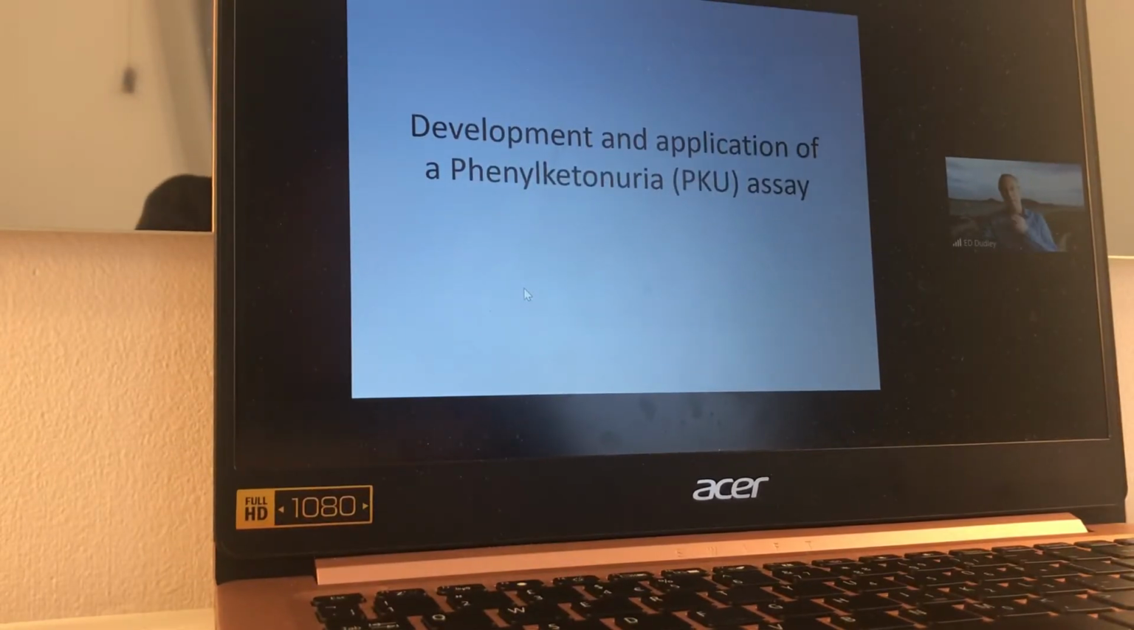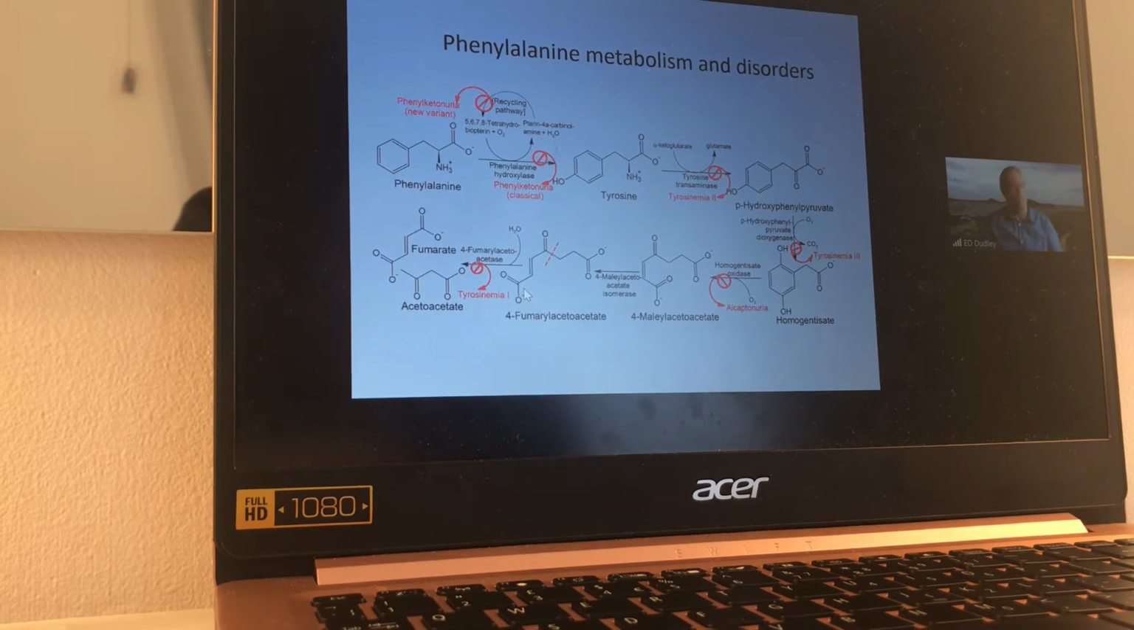So PKU, or phenylketonuria, is a disorder of phenylalanine metabolism, so amino acid metabolism, and it can arise from one of two main issues. The classical variant of phenylketonuria arises due to mutations in the gene for the enzyme phenylalanine hydroxylase. So the enzyme phenylalanine hydroxylase doesn't work efficiently. This is the enzyme required to convert phenylalanine to tyrosine as part of this pathway.